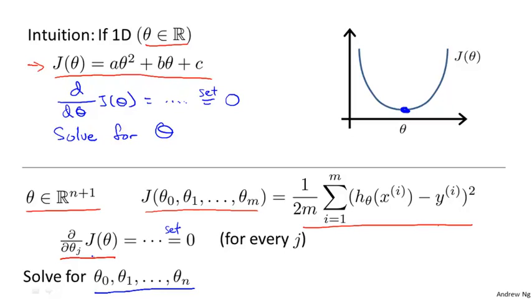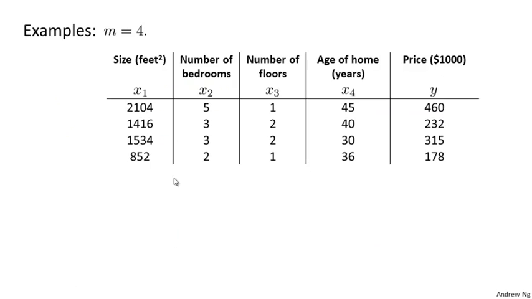And I realize some of the comments I may have made more sense only to those of you that are a little more familiar with calculus. But if you're less familiar with calculus, don't worry about it. I'm just going to tell you what you need to know in order to implement this algorithm and get it to work. For the example that I want to use as a running example, let's say that I have m equals 4 training examples. In order to implement this normal equation method, what I'm going to do is the following.